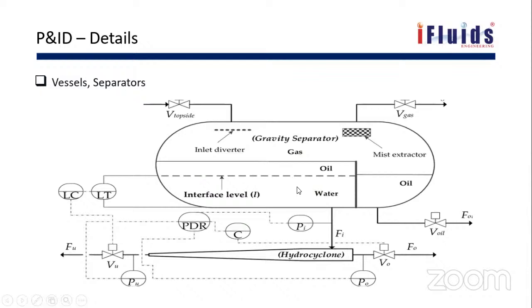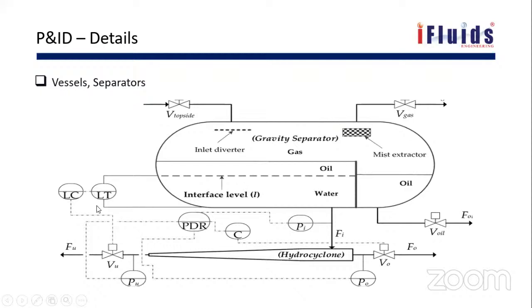So we should monitor the process parameters, like what is the pressure, what is the level, what is the temperature, if it is like any heating is there inside. So we will be providing an instrument to measure the level. You can see in the left hand side there is a LT, LC is there, and there will be a pressure transmitter at the top to monitor the pressure.